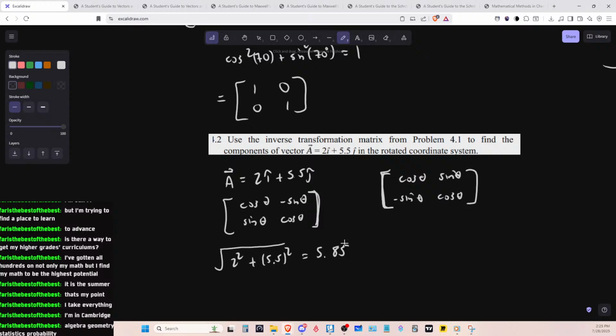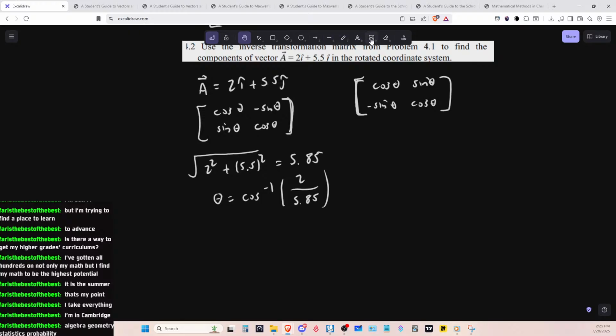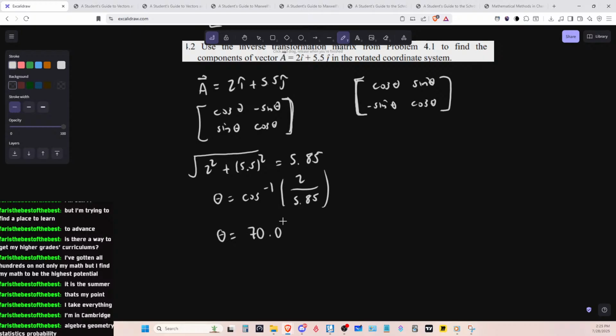I think we gotta figure out the angle, what theta is. So theta, we can choose any one of these. So I guess we'll choose cosine over hypotenuse. So that leaves us with 70.70 degrees.